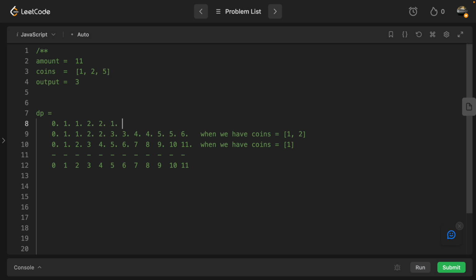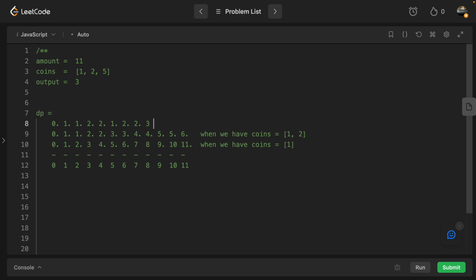What about 6? 6 is gonna be 2. We take one of the 5 coin and one of the 1 coin. What about 7? 7 is gonna be 2. We take one of the 5 coin and one of the 2 coin. What about 8? 8 is gonna be 3. We take one of the 5 coin, one of the 2 coin, and one of the 1 coin.